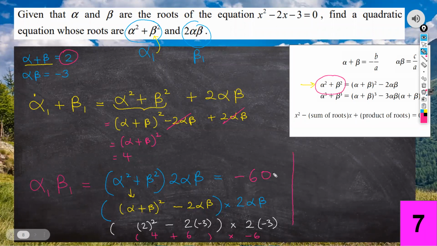So that means we didn't get any fractions this time. So that means our final answer would be what? X squared minus 4x. We have to take the opposite of this guy. And then minus 60 is equal to 0. That's the quadratic they're looking for.